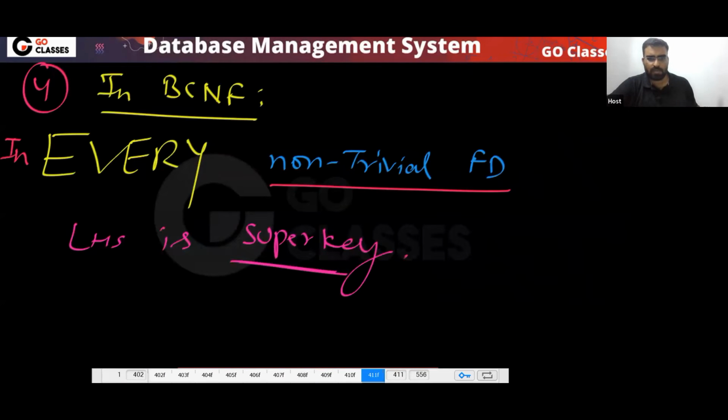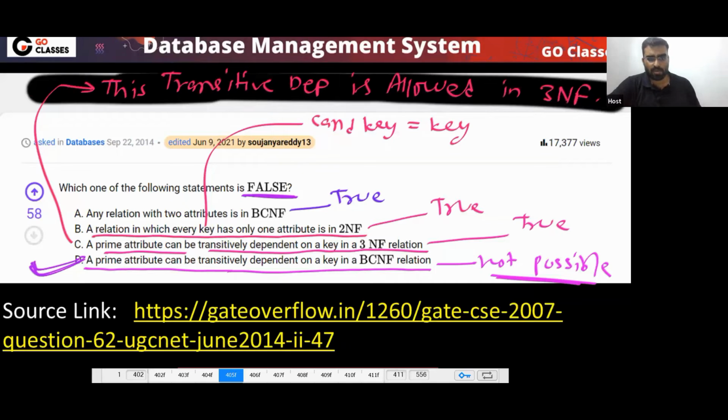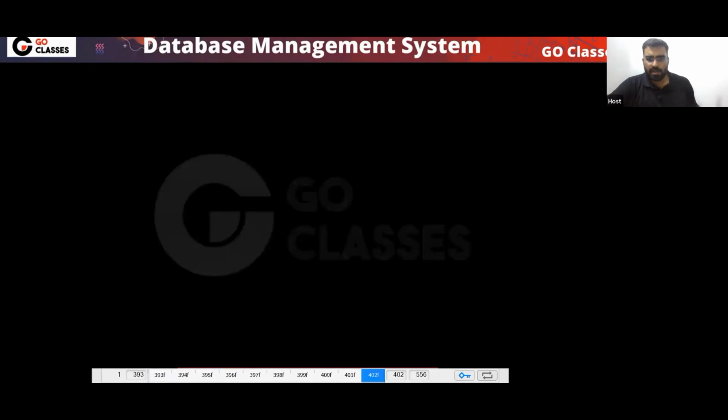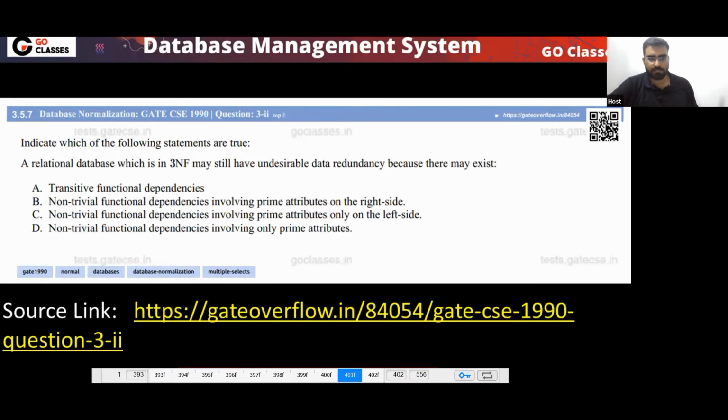So these types of dependencies are not there. Okay, now let's see this question. What about this question? Tell me. This is a GATE 1990 question.